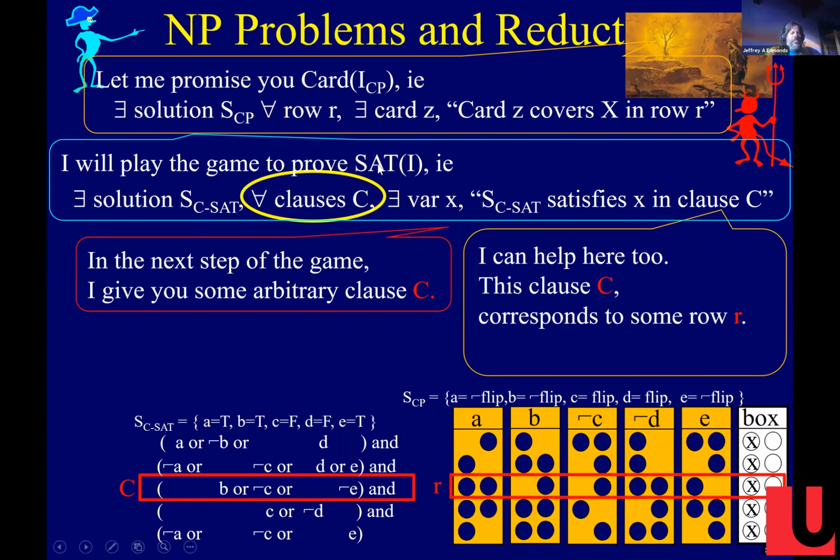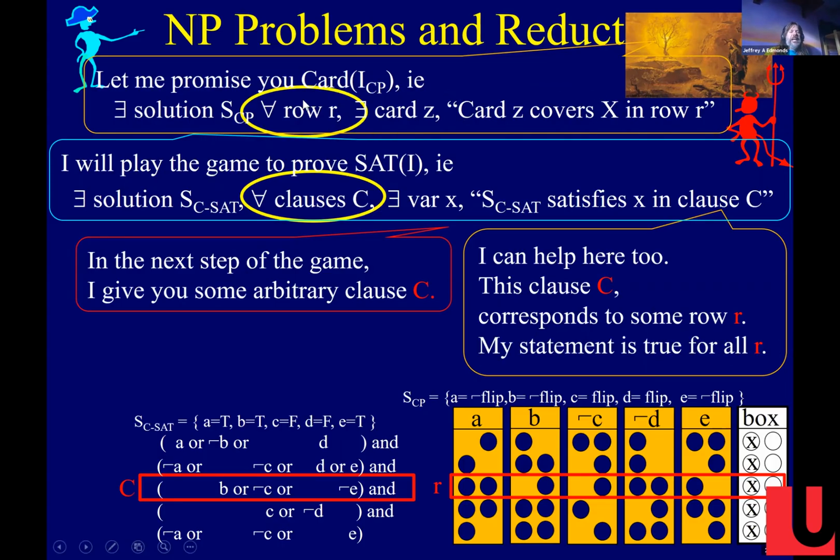I'm going to ask her about the clause in question. The clause that my adversary gave me, the red clause, corresponds to some row. Remember, there was a one-to-one mapping between clauses and rows. So she's going to give me some row. And so now we know we have a row in mind, we have a clause in mind. We have a set of cards, a solution for the card problem, a solution for the clause problem. And now we can move along.